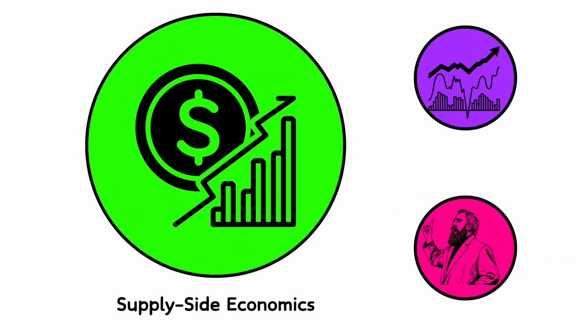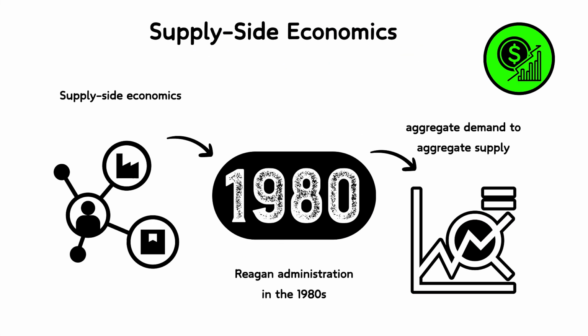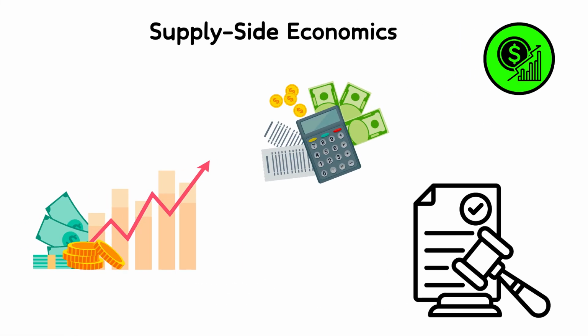Supply-side economics. Supply-side economics, which gained prominence during the Reagan administration in the 1980s, represents a shift in focus from aggregate demand to aggregate supply. Proponents of this theory argue that economic growth is most effectively generated by lowering barriers for people to produce, supply, goods and services, such as lowering taxes and reducing regulation.